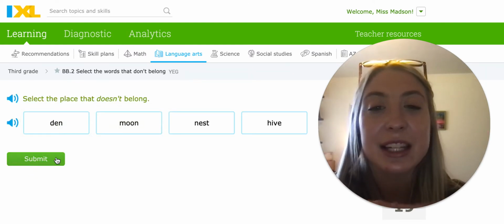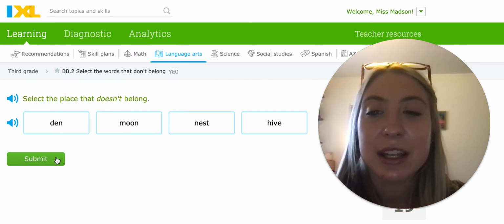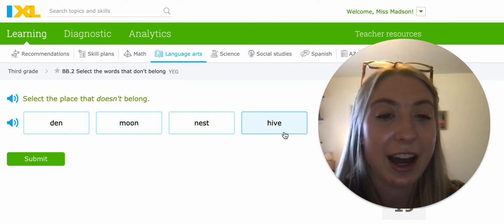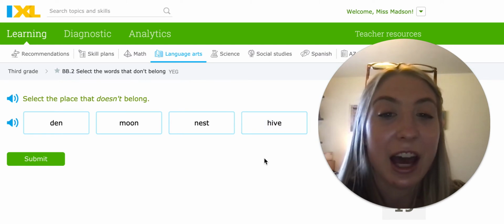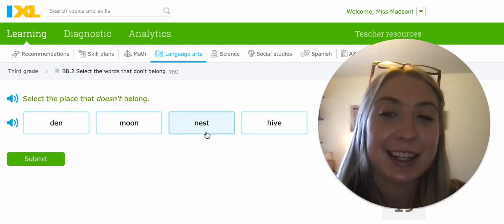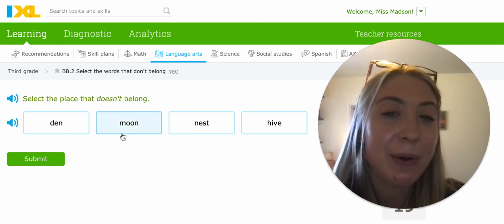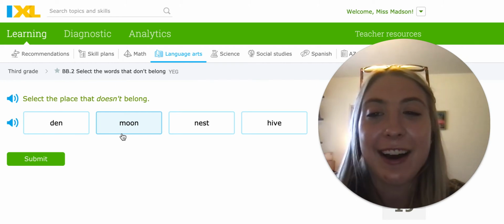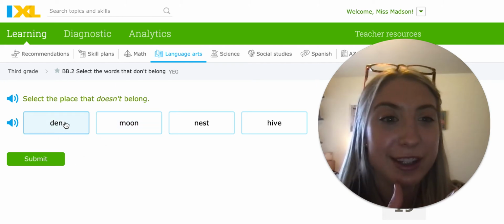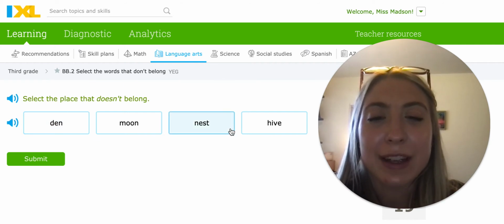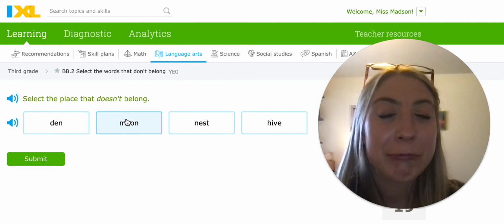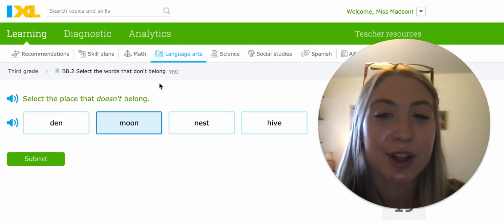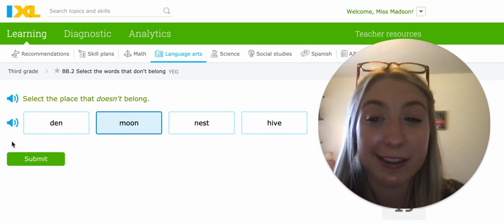Then let's select the place that doesn't belong. Den, moon, nest, hive. Let's think about each place. A hive is where bees live. A nest is where birds live. A moon is in our sky at night, and no one really lives there. A den is where animals live as well. So these 3 animals live there, but the moon, we're not aware of any animals that live up there. So this one would not apply because these all have to do with animals. The moon does not. So that one just doesn't fit in.